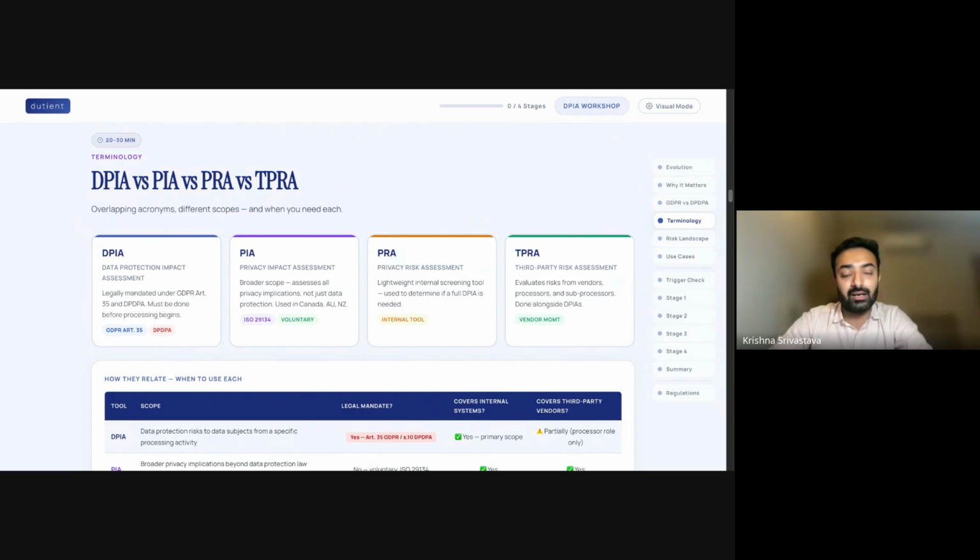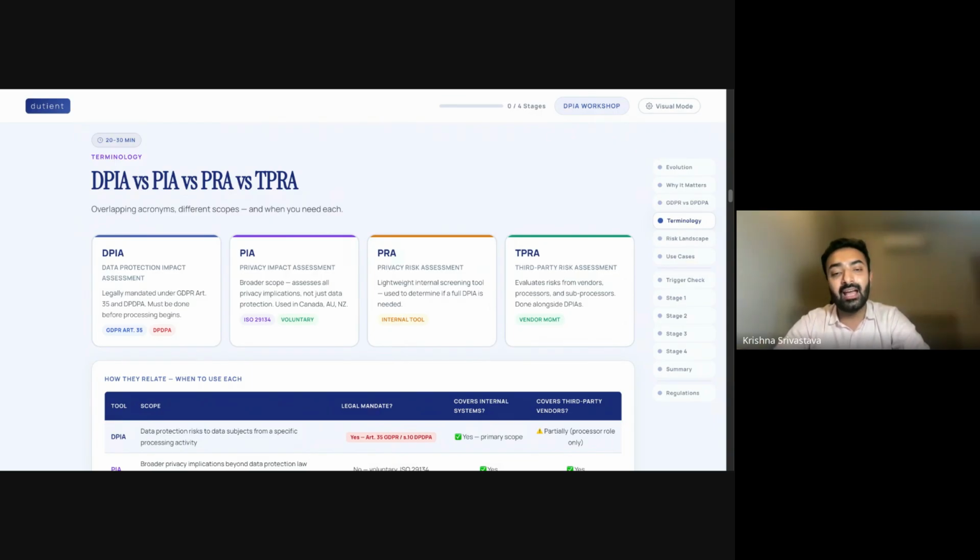In GDPR, a DPIA is done when a processing activity triggers one of those criteria of high-risk processing. In India, a DPIA is done when you are a significant data fiduciary as designated or notified by the central government.